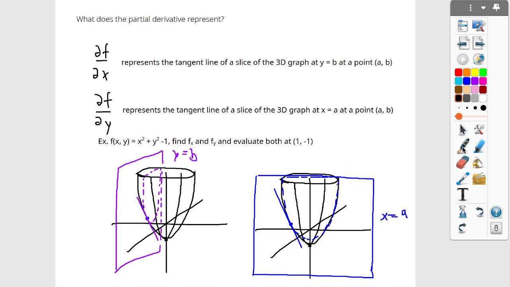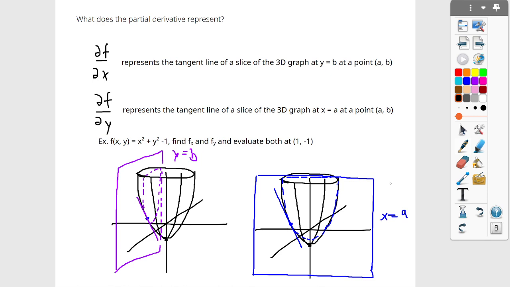Okay, so what does the partial derivative represent? The partial derivative represents the tangent line of a slice of the 3D graph at a particular plane. And in this case, with respect to x it is y equals b, and with respect to y it is x equals a. It's a little bit weird.